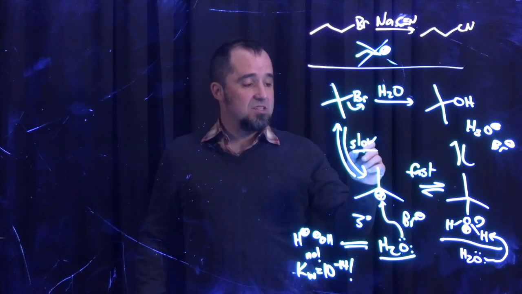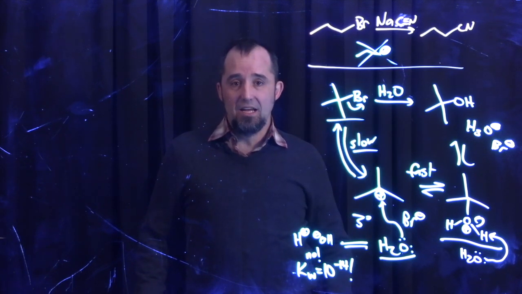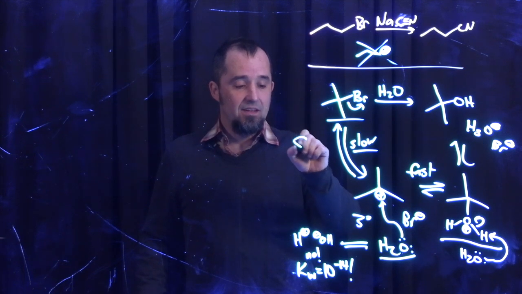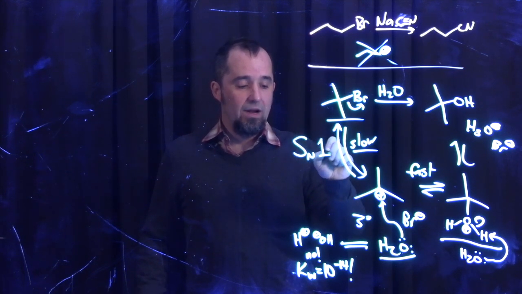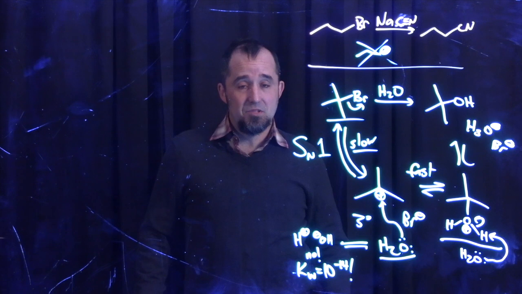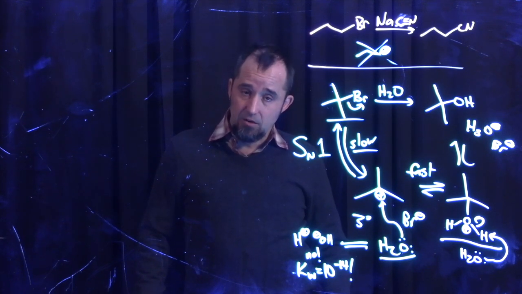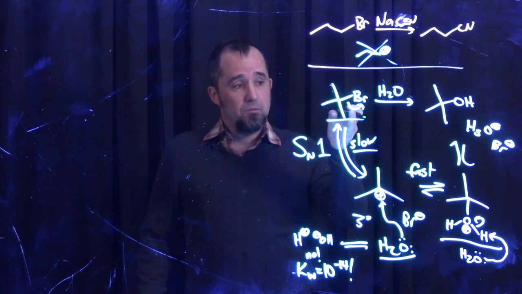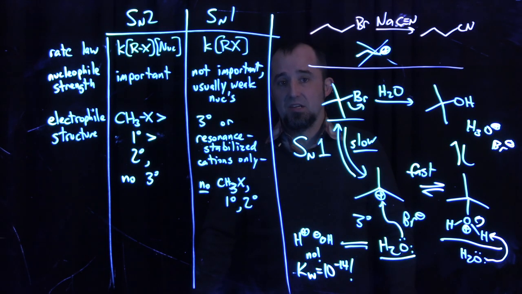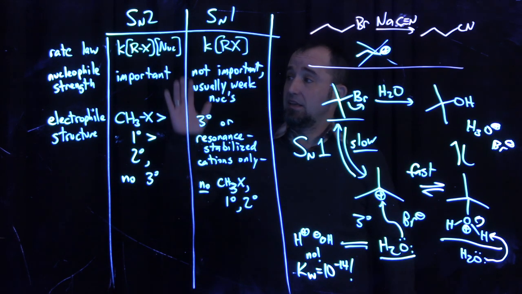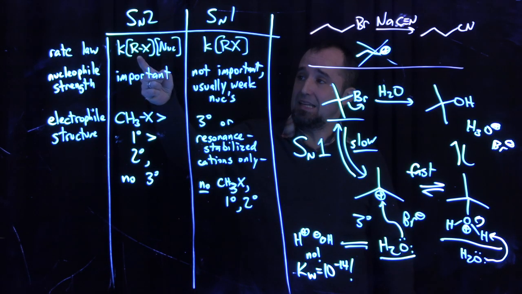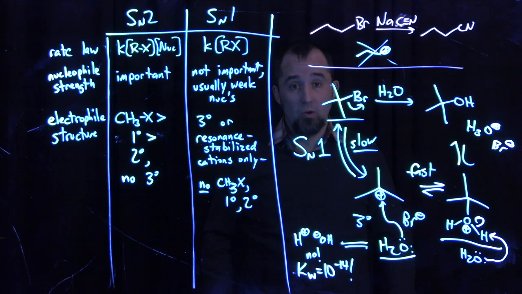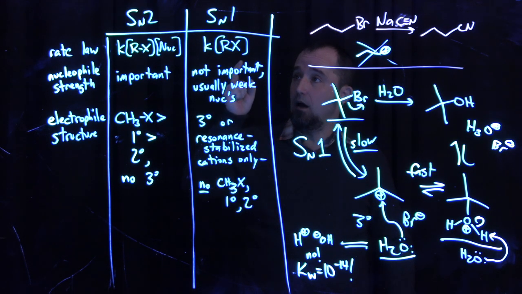Because my slow step only involves one reagent, we're going to call this the SN1 reaction. Still nucleophilic substitution, but now it is unimolecular, because as we'll see in a second, the rate law only depends on one molecule. So let's look at the differences between SN1 and SN2. The biggest difference is rate law. In the SN2 reaction, both my electrophile and my nucleophile show up in the rate law, which tells me that both are important.